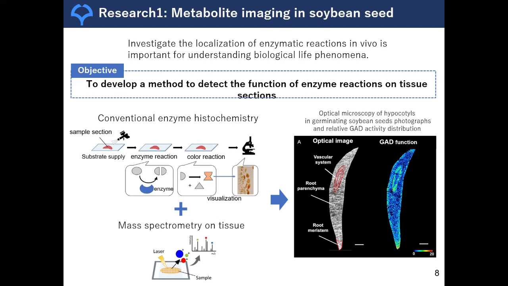By introducing mass spectrometry on the tissue, we could compensate for these shortcomings and have succeeded in developing a new enzyme histochemistry method. In this study, we found high GAD activity in the vascular system in the hypocotyl and root tip meristem of germinating soybean seeds, which are also known as model plants.